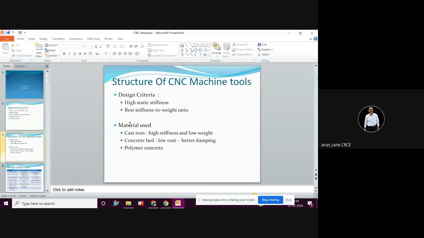Now, when you talk about the structure of CNC machine tools, first you have to determine what your application is going to be. That is, whether you have to do a very high amount of roughing, where the material removal rate is very high, or whether you are going to do only accurate jobs, using only light cuts. Sometimes we have two CNC machines. One is a very expensive and precise machine.